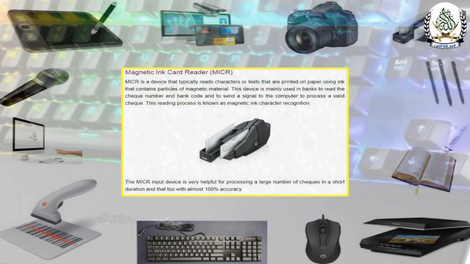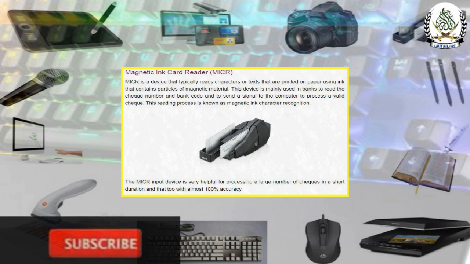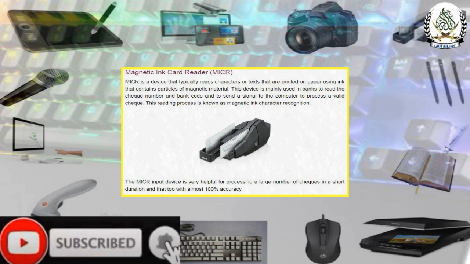Magnetic ink card reader is a device that typically reads characters or text that are printed on paper using ink that contains particles of magnetic material. This device is mainly used in banks to read the check numbers and barcode and to send a signal to the computer to process a valid check. This reading process is known as magnetic ink character recognition.